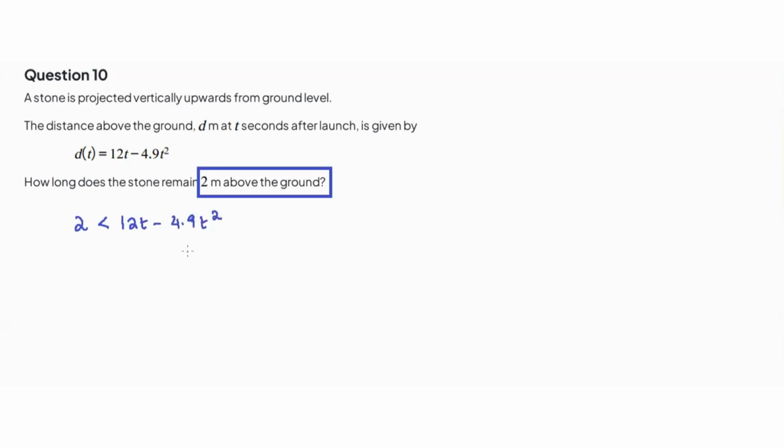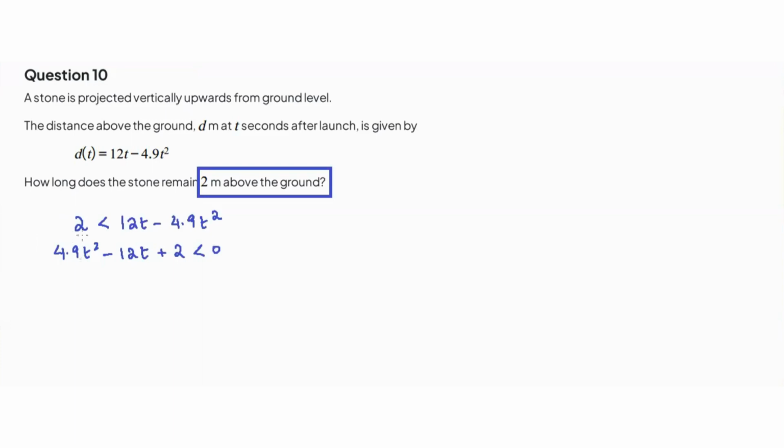We're trying to prove that when we solve this equation, the values we get for t are for those values of the distance that are greater than 2. Hence, 2 is less than 12t minus 4.9t². That is the inequality that we're going to solve. 4.9t² minus 12t plus 2.